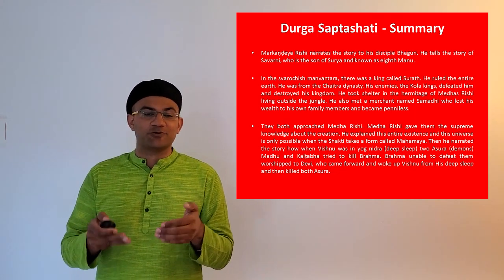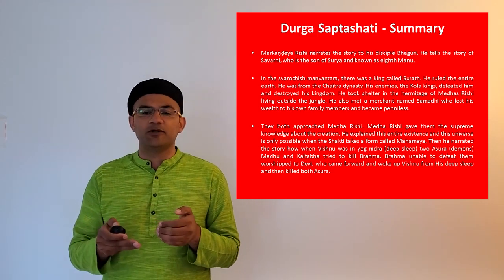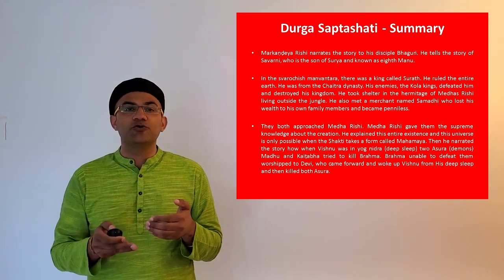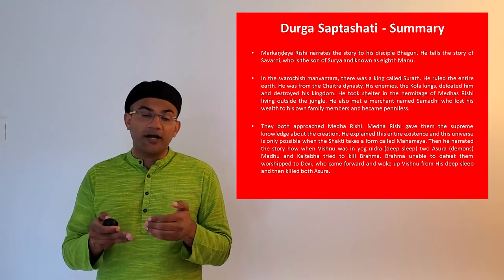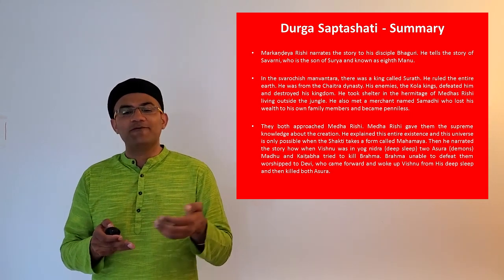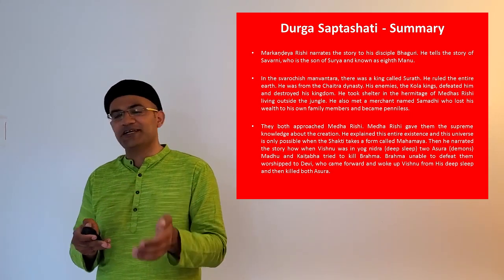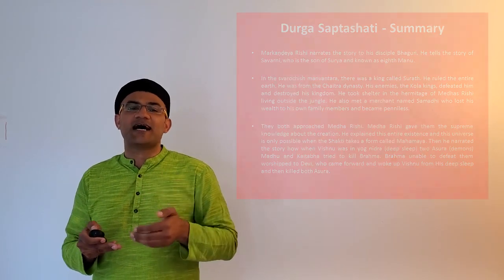Then he narrates the story of how, when Vishnu was in Yoga Nidra, a very deep sleep, two asuras, demons, Madhu and Kaitabha, tried to kill Brahma. And Brahma, unable to defeat them, worshipped the Devi, who came forward and woke Vishnu from the deep sleep and then killed both the asuras. So the story starts from there. That was chapter 1 of Durga Saptasati.